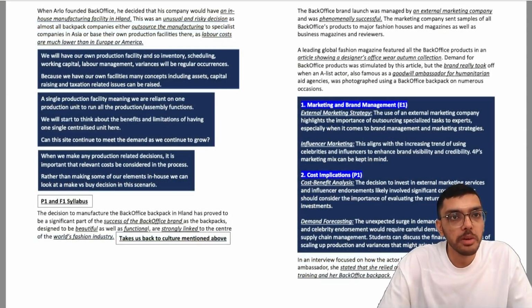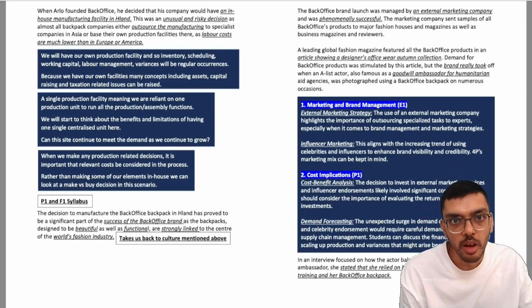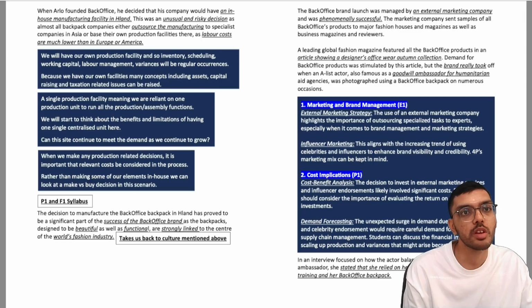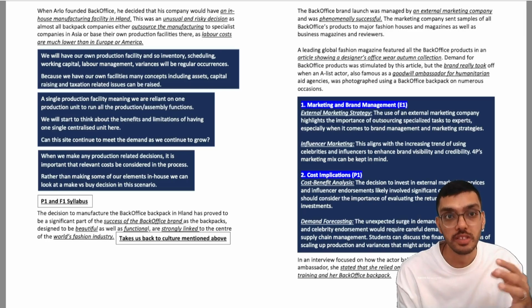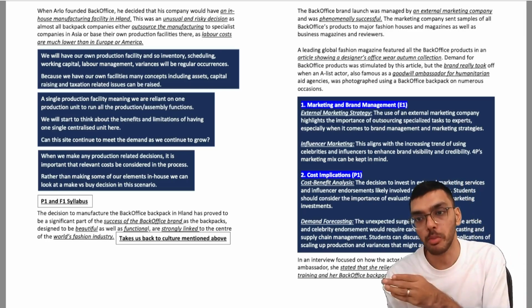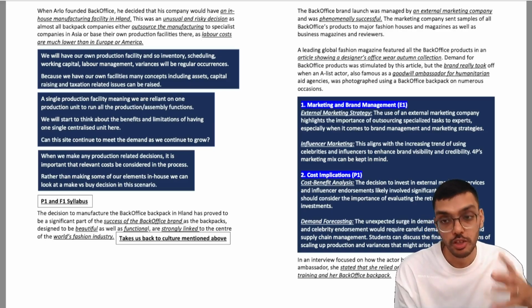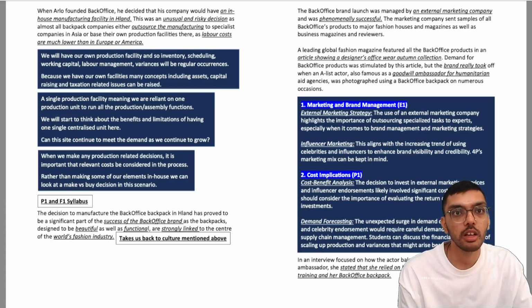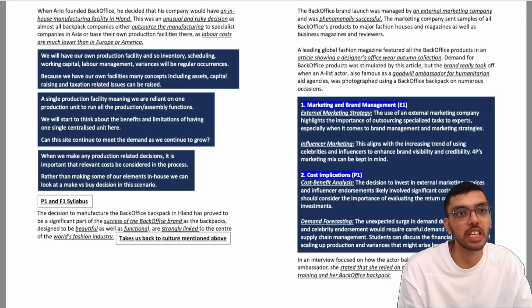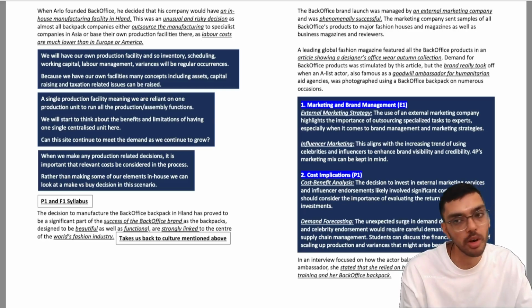Next, when Alo founded BackOffice, he decided that his company would have an in-house manufacturing facility in H-Land. We already spoke about this. Cost savings is why majority companies have moved abroad. We have stayed in H-Land. So cost management will be very important for us. This was an unusual and risky decision, as almost all backpack companies either outsource their manufacturing to specialist companies in Asia or base their own production facilities there, as labor costs are much lower than in Europe or America.